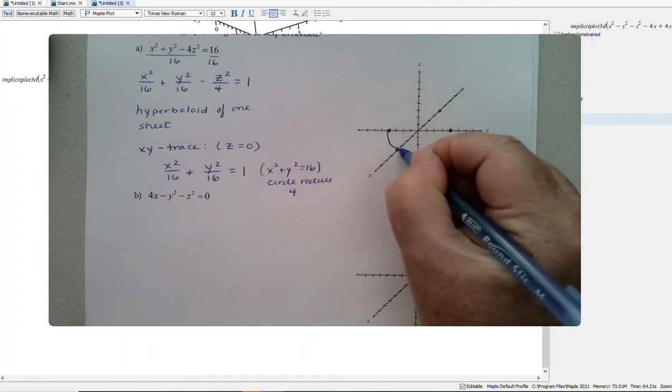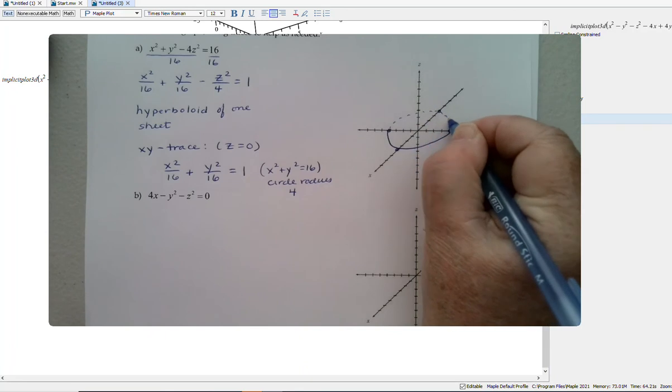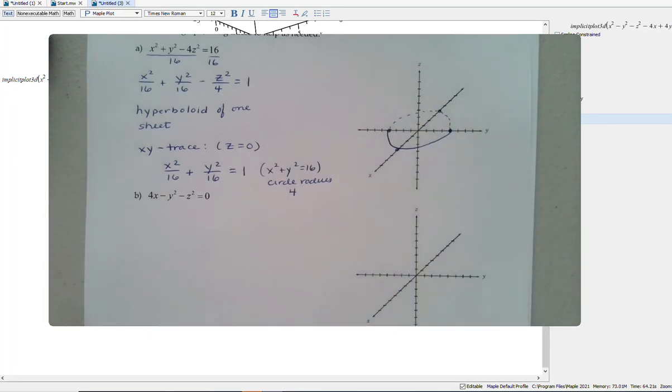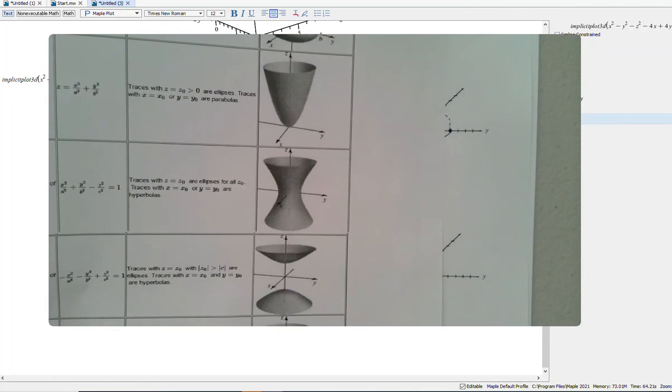I'm going to make a solid line in front, and this is eventually going to be hidden, so I'm going to draw it as a dotted line just so it makes more sense when I draw the rest. From that one trace, I'm going to sketch in the picture of the hyperboloid of one sheet. You saw it on that list of formulas, right? It kind of looks like that. And I'm going to sketch that in on my picture.